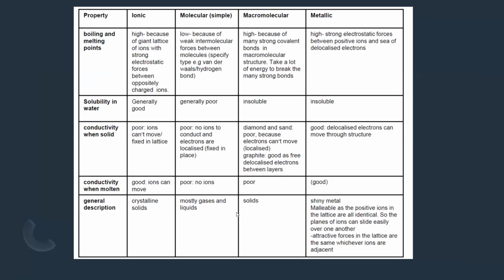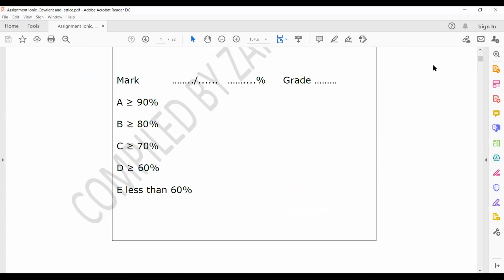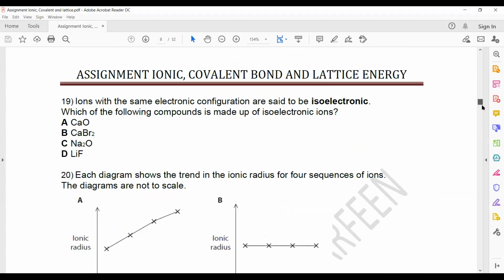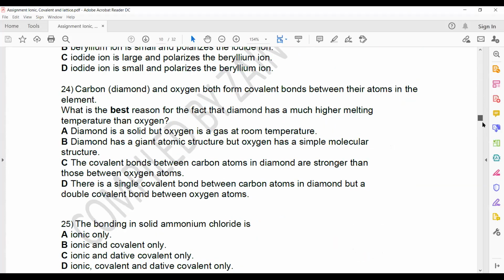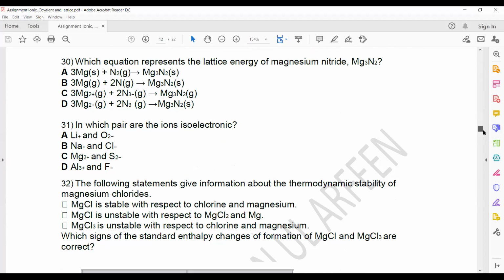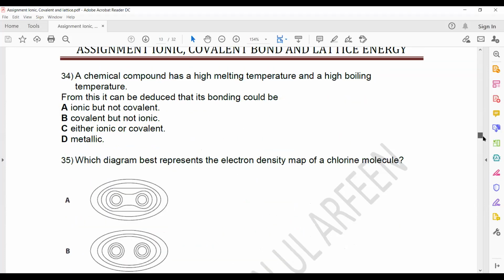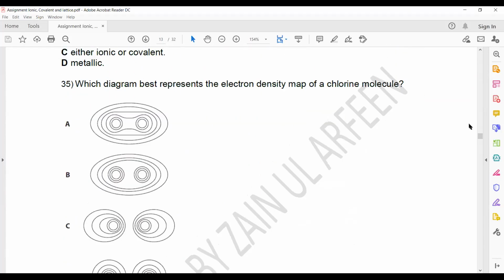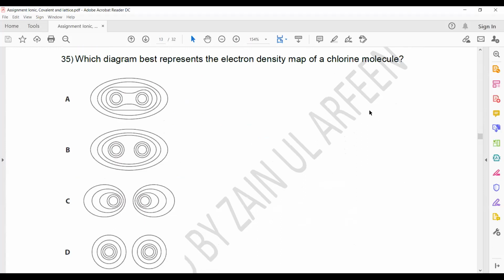Now we'll do some questions, which will improve your understanding of the topic. We already discussed the lattice, so our main focus is on covalent compounds and covalent bonding. Question 35, what could be the answer? Which diagram best represents an electron density map of a chlorine molecule?